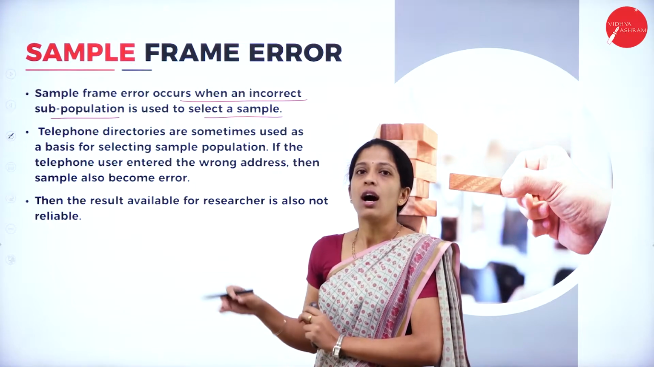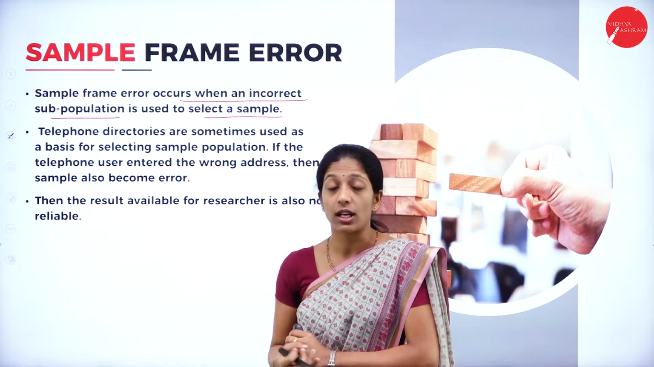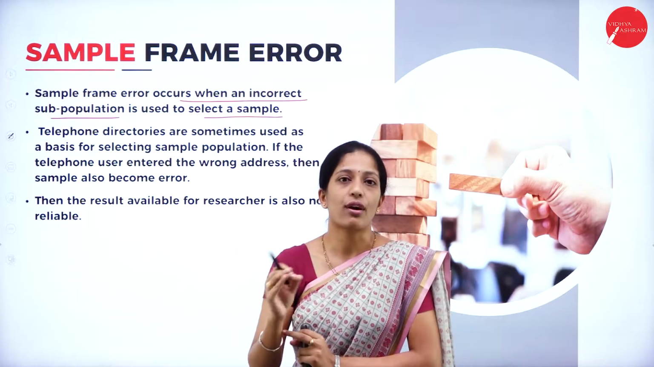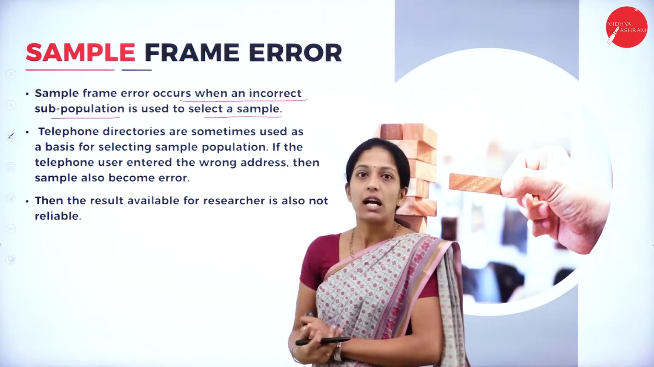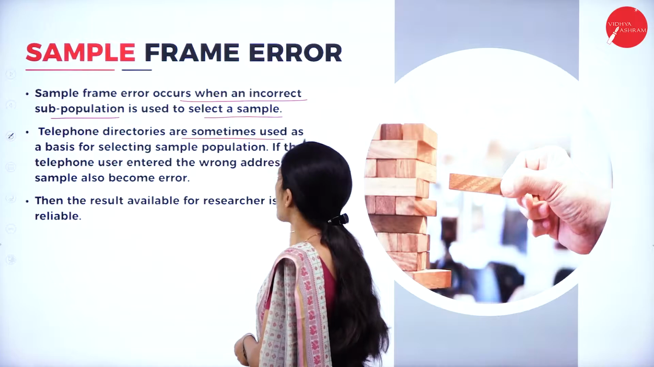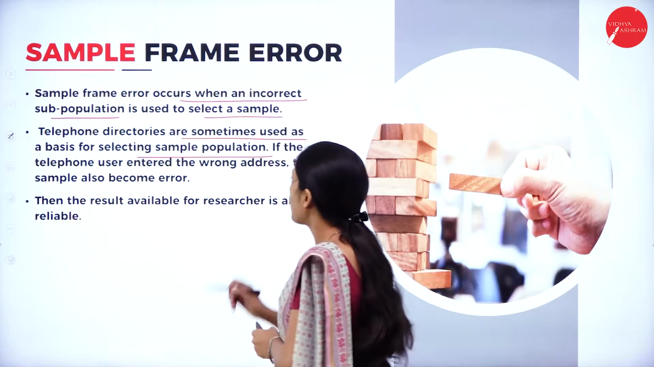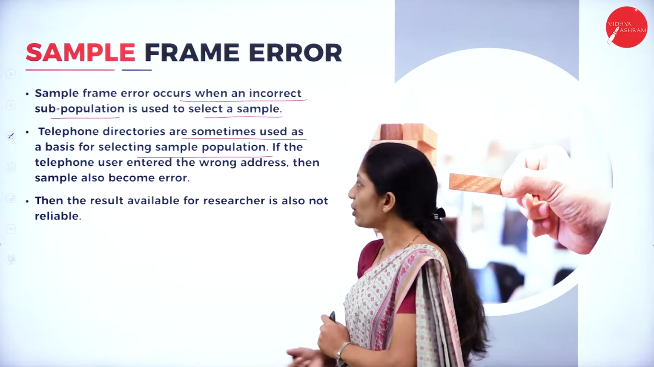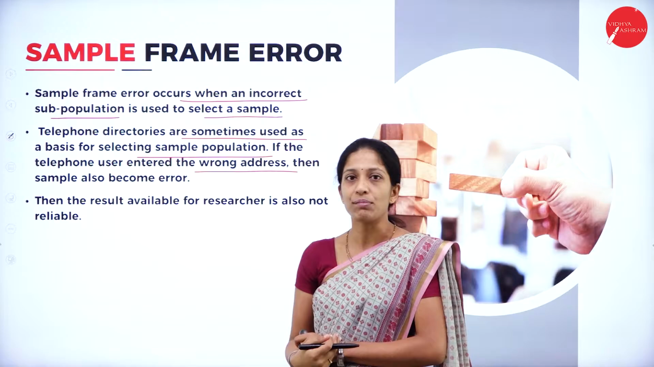And I have told you how to contact the target population. So in this example, how to contact the homemakers, that also comes under sample frame error. Telephone directories are sometimes used as a basis for selecting the sample population. If the telephone user enters the wrong address, then the sample also becomes erroneous.